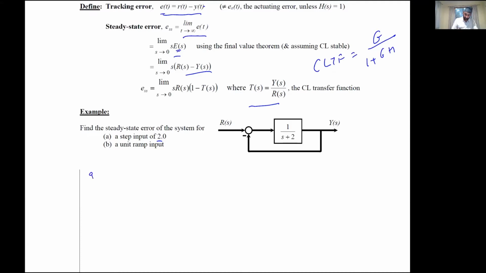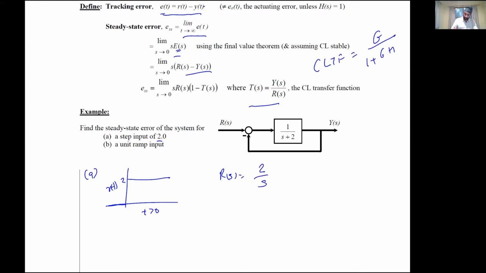In this case, we are looking at an input r(t), where it is 0 for time t less than 0 and value of 2 for t greater than 0. So in this case, the Laplace transform of R(s) is going to be the Laplace transform of 2 times the unit step function, which is basically 2 over s.